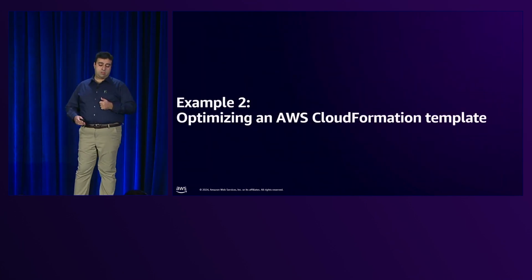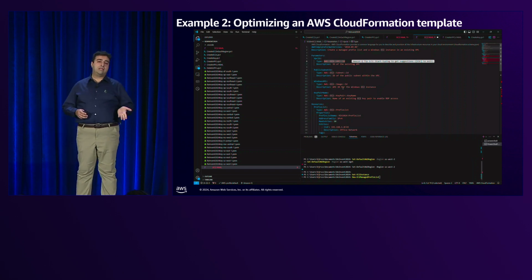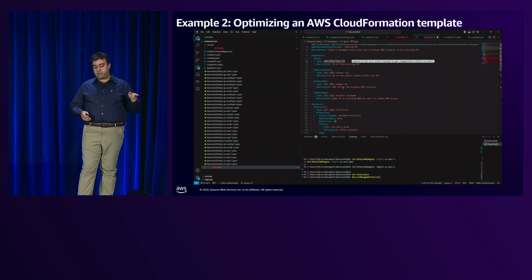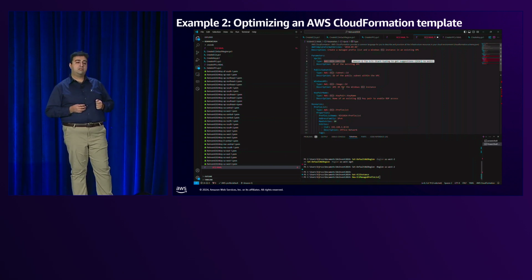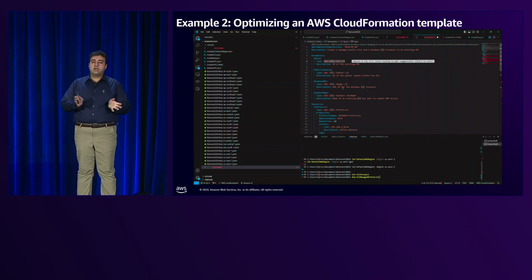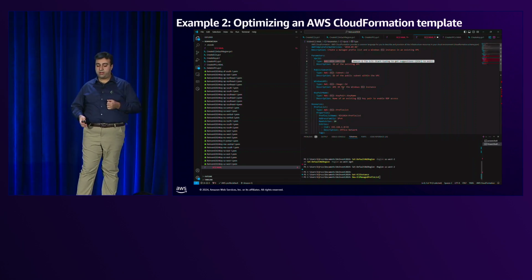Next example, optimizing an AWS CloudFormation template. What I have here in this example is a CloudFormation template in YAML format that simply deploys an EC2 instance. What you see here in that white rectangle in the middle is a feature of Amazon Q that's called inline code suggestion. Wherever your cursor is, depending on the context surrounding the cursor, it can come up with some code suggestions that you can either approve or reject and continue with your own coding.